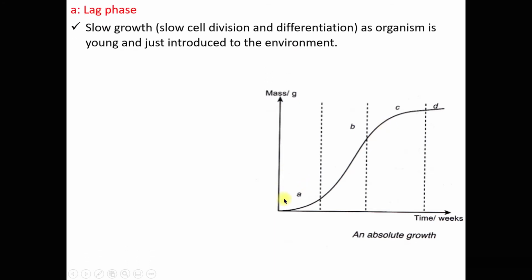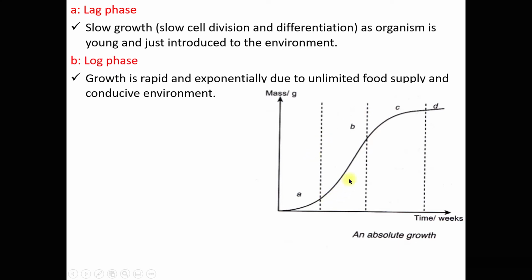So phase A is represented with the lag phase. The lag phase shows you slow growth because the organism is young and just introduced to the environment. Another factor that contributes to this slow growth is the slow cell division and differentiation in that organism. Now, this is the log phase, right?